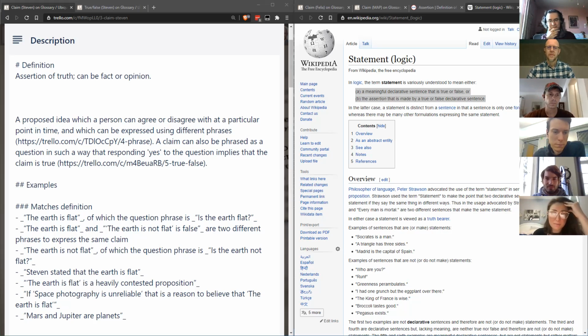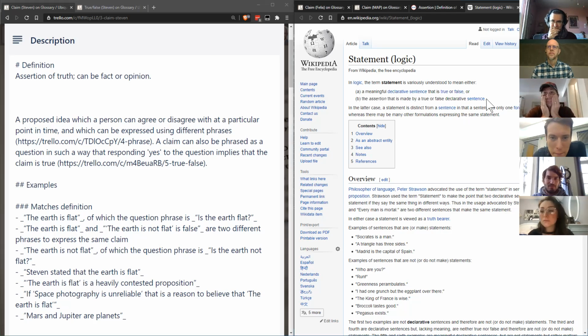So yeah, those examples don't match our definition. Well, we have to modify it to our needs. So yeah, we can modify it. But otherwise, I would agree with this very much. And referring to declarative sentence, I'm not that well versed in linguistics, but I think it's the linguistic term for what we're looking for.